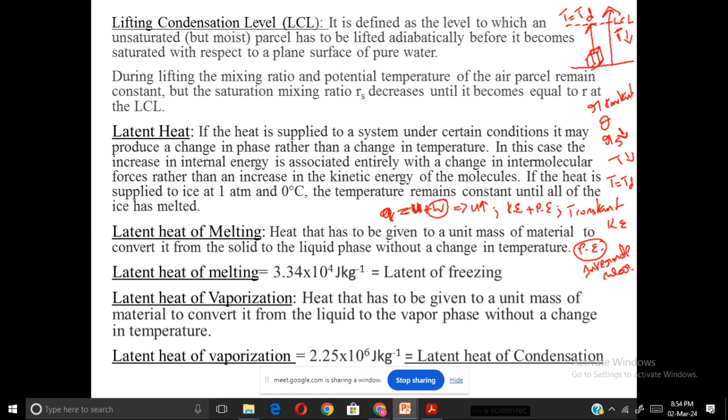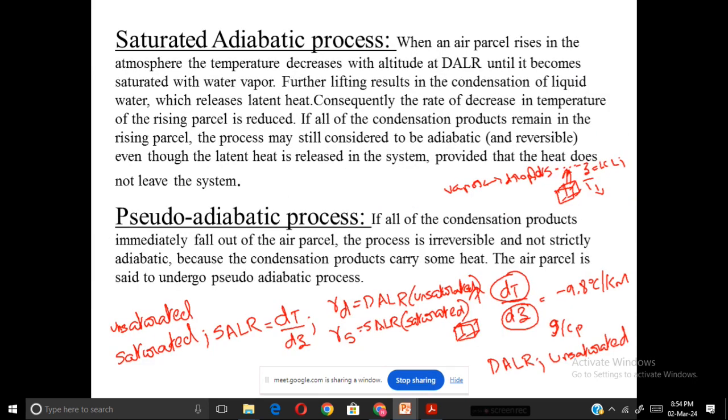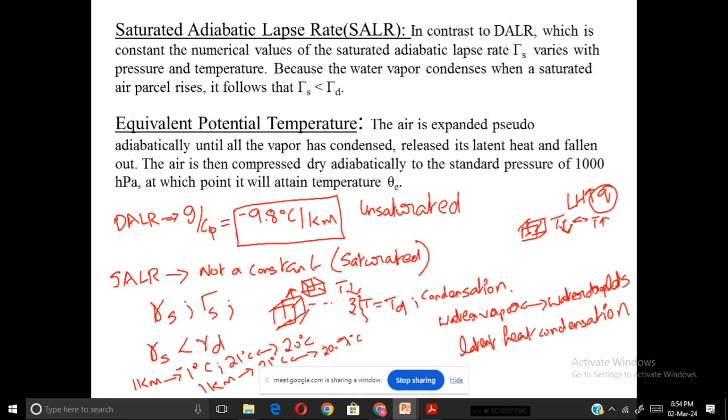Then we learned the level or the height at which the saturation occurs, which is the lifting condensation level. At the lifting condensation level, the temperature of the parcel will be equal to its dew point. Relative humidity will be 100%. Mixing ratio will be equal to the saturation mixing ratio. And the actual mixing ratio of the parcel and the potential temperature remain constant. And we learned latent heat also. And lapse rate, saturated adiabatic lapse rate, we learned.